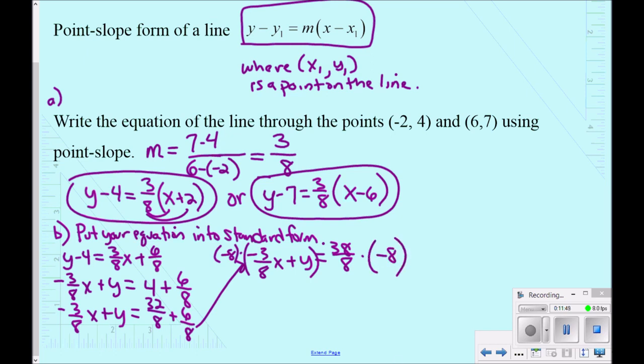Okay, so we have -8 times negative 3/8 x, so the 8's cancel out. A negative times a negative is a positive, so that's 3x. I have -8 times positive 1y, which is -8y. And I have negative times a positive 38/8, so that becomes a negative, and the 8's cancel each other out, which means -38. So my equation in standard form, if I was asked to put it in standard form, would be 3x minus 8y equals -38.